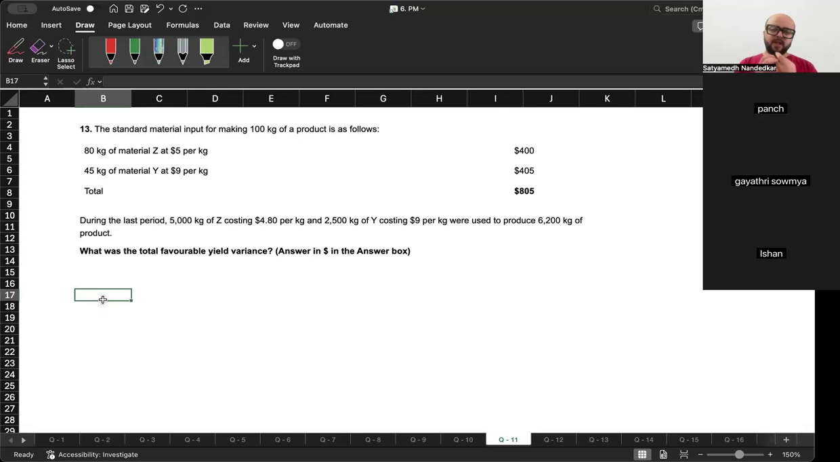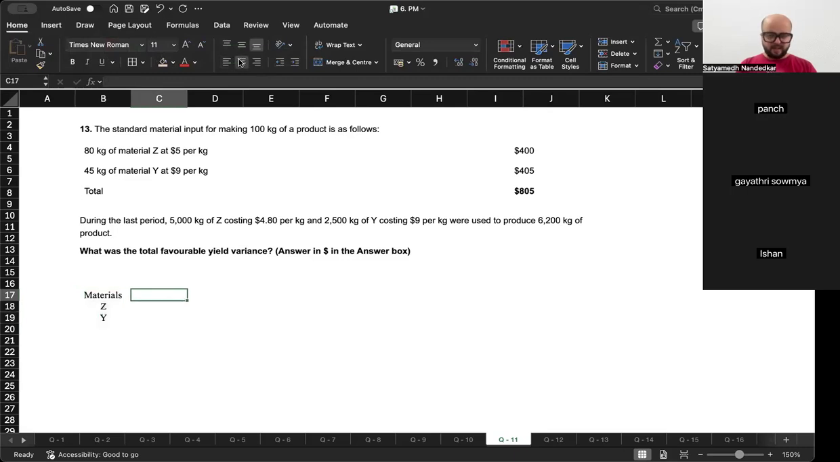See this: the standard material input for making 1000 kg of product is 80 kg of material Z at 5 per kg, 45 kg of material Y at 9 per kg. During the last period, 5000 kg of Z costing 4.8 per kg and 2500 kg of Y costing 9 per kg were used to produce 6200 kg of the product. Okay. Now let's talk about materials. Here will come Z, here will come Y. Okay, now what do we do next?